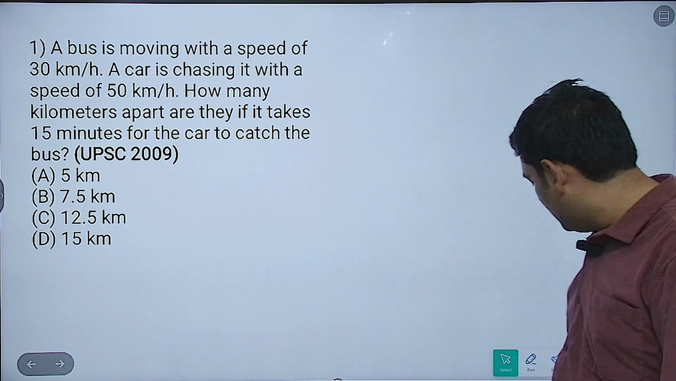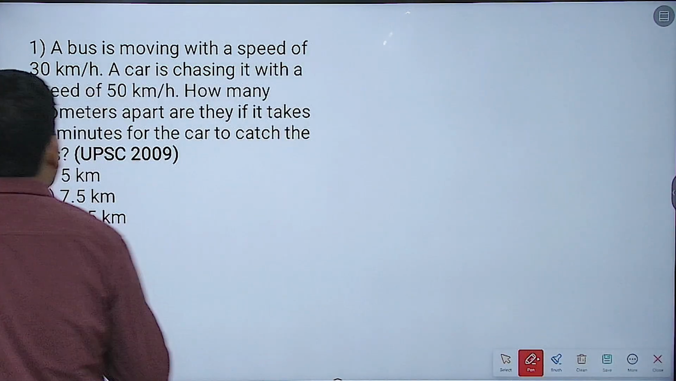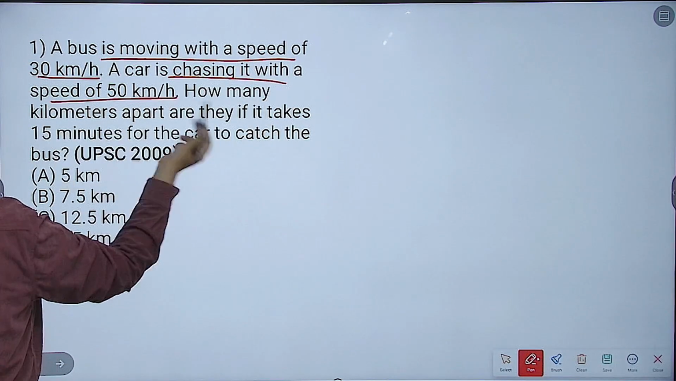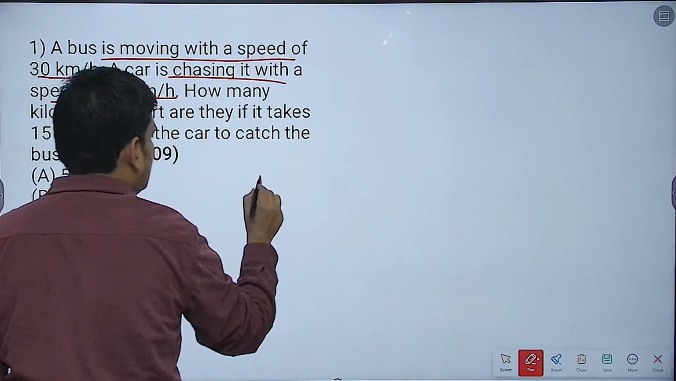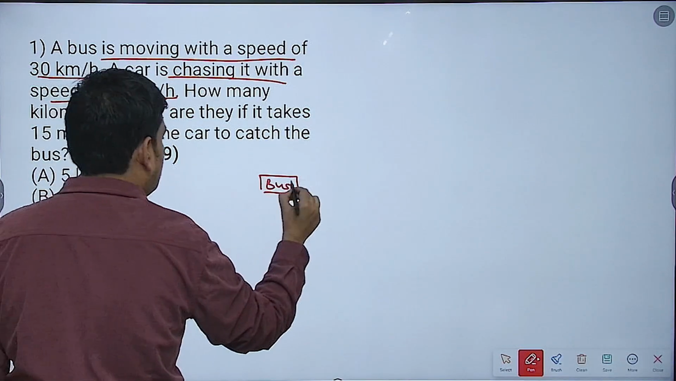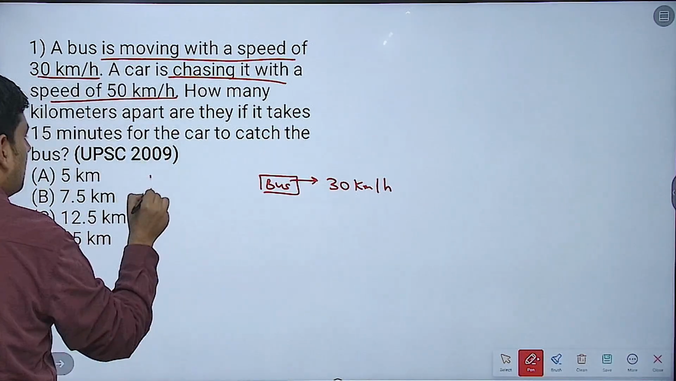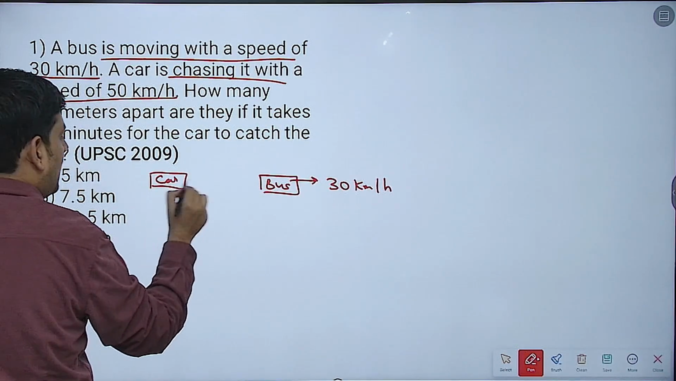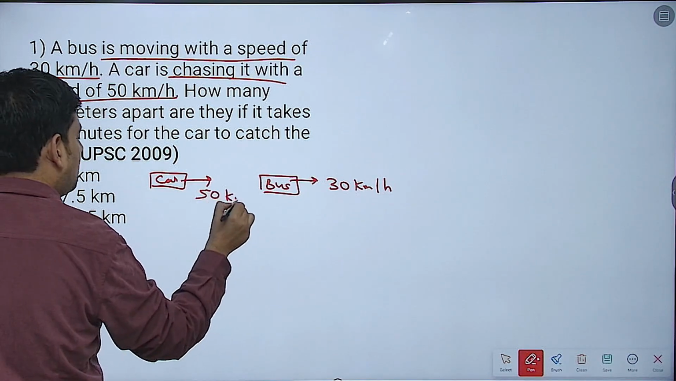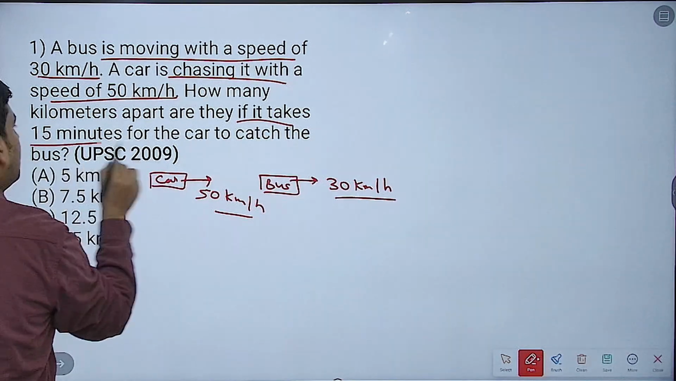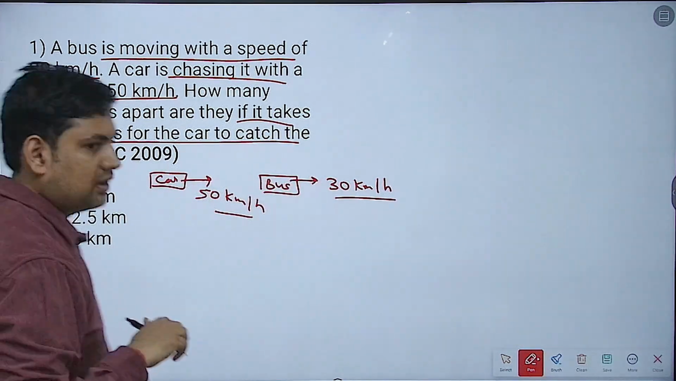Okay, what does it say? A bus is moving with a speed of 30 km per hour. A car is chasing it with a speed of 50 km per hour. So this is the bus, moving at 30 kilometers per hour. Now, the car is chasing it at 50 kilometers per hour. Now, how many kilometers apart are they if it takes 15 minutes for the car to catch the bus?